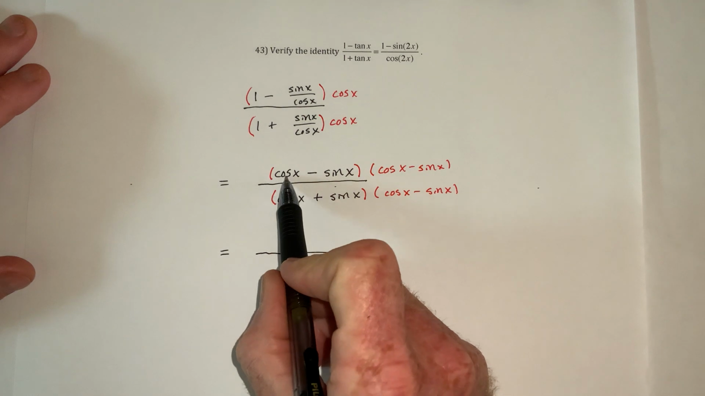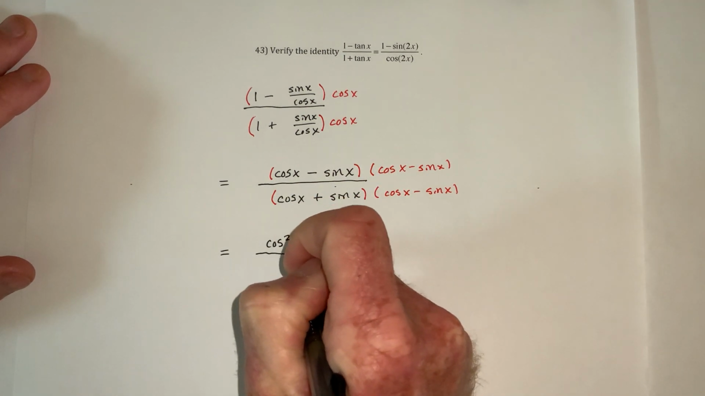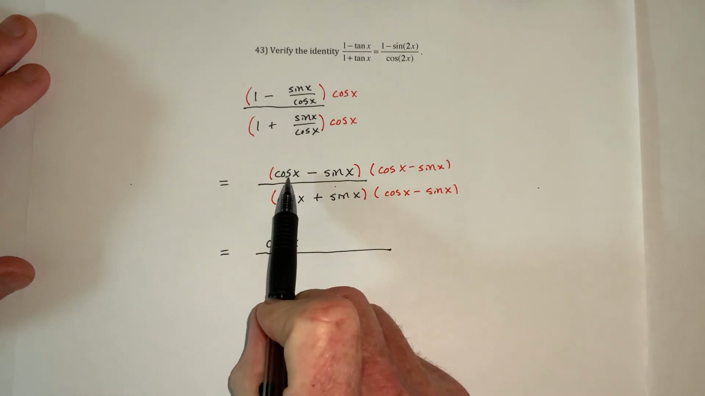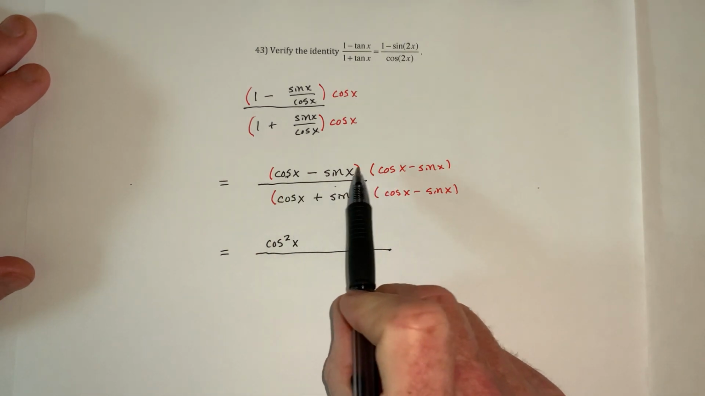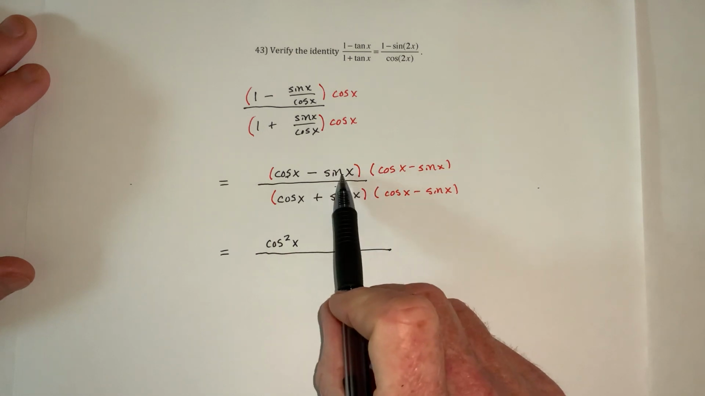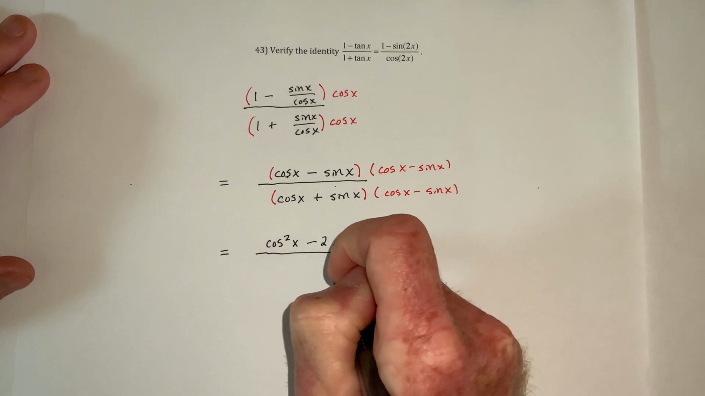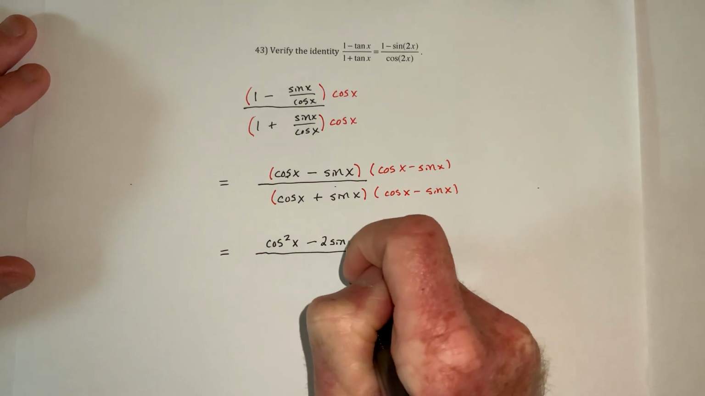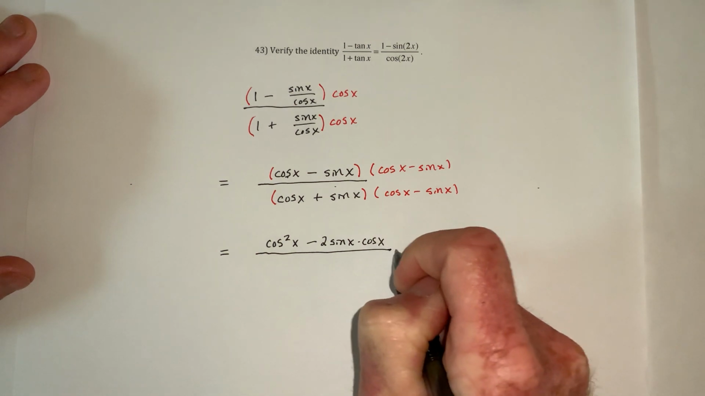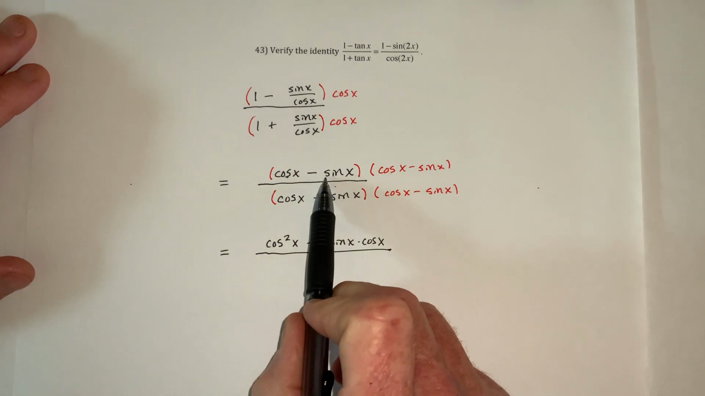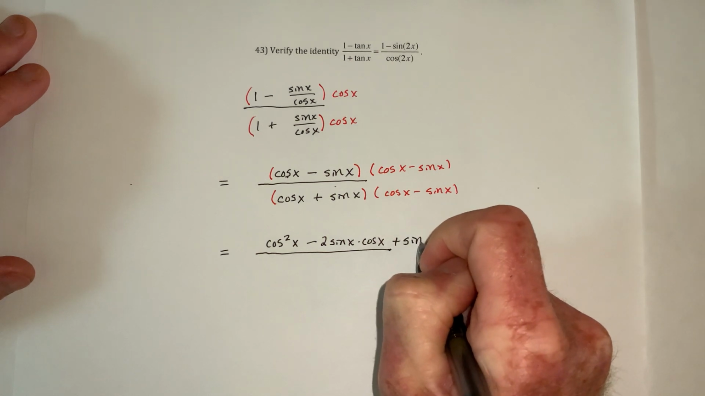So on the top we would have cosine times cosine, so that's cosine squared. Then there would be a cosine times a negative sine. And also, when you multiply these two, there's another cosine times negative sine. So that means there's actually two of them that are negative sine of x times cosine of x. And then there would be the negative sine times negative sine. So that's positive sine squared.